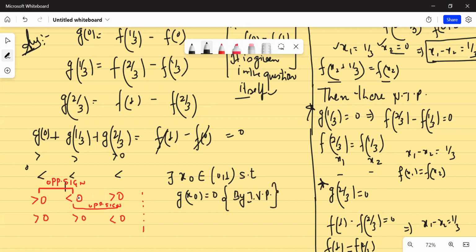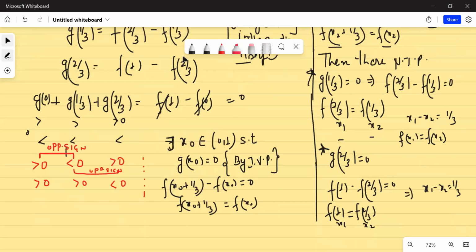Is there any doubt? See, at one place the sign changes from positive to negative, and negative to positive, so I can say at least for one x naught, here it is happening twice, but I can at least say there exists at least one x naught belongs to 0, 1 such that g of x naught is 0. And in other words I can write f of x naught plus 1 by 3 minus f of x naught is equal to 0. Or in other words I can write f of x naught plus 1 by 3 is equal to f of x naught. No issues about it.